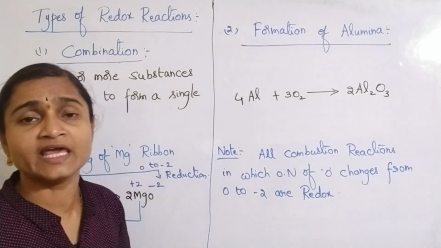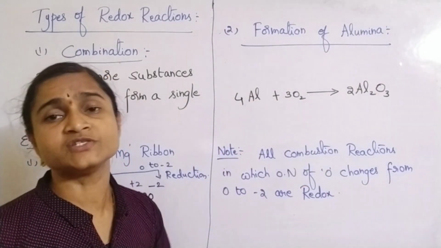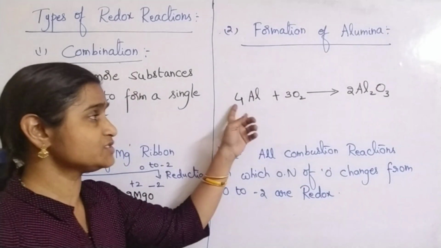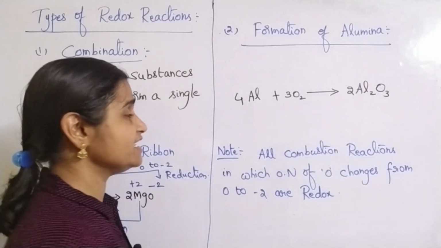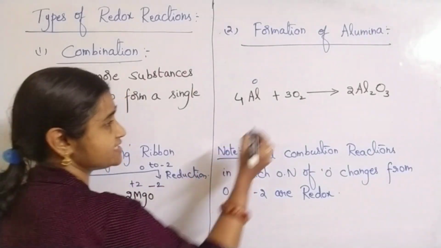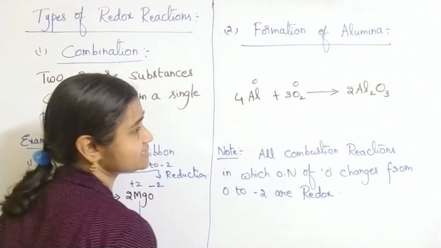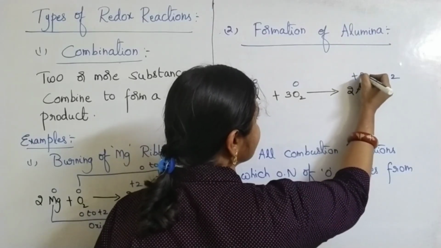Now coming to formation of alumina. Alumina means Al2O3. So 4Al plus 3O2 gives rise to 2Al2O3. Here also two reactants and 1 single product. Now let us identify whether it is redox or not. Aluminum elemental state is 0. Oxygen also elemental state 0. Here oxygen is -2, so aluminum will be +3.